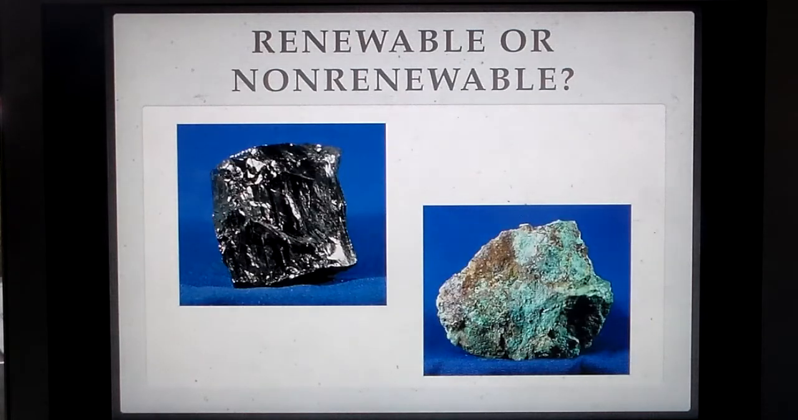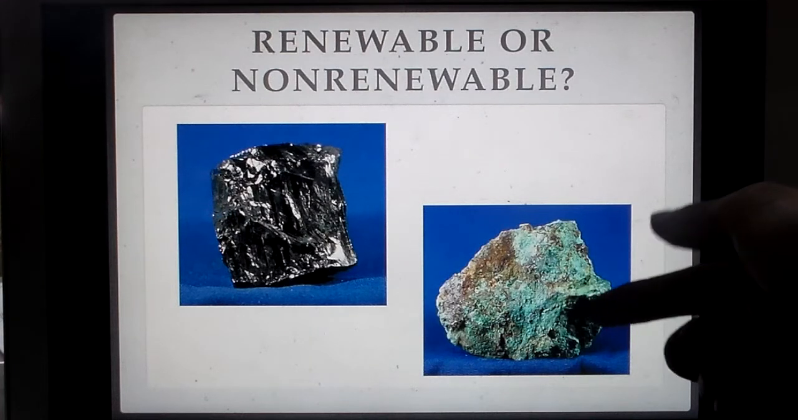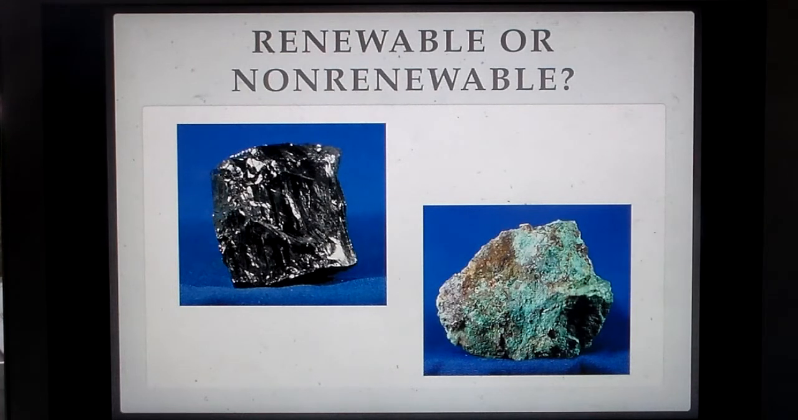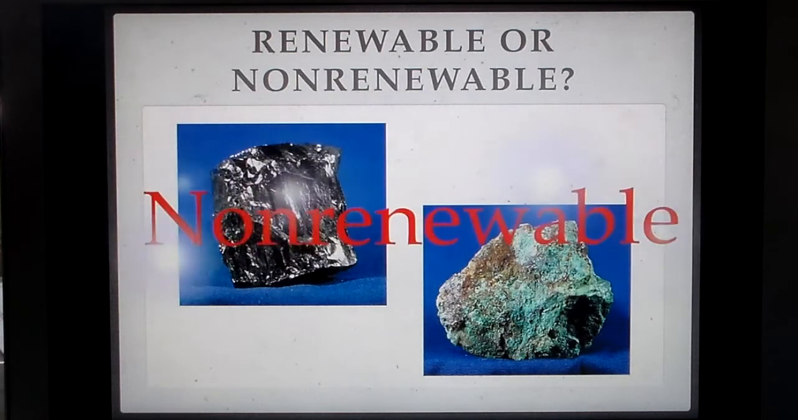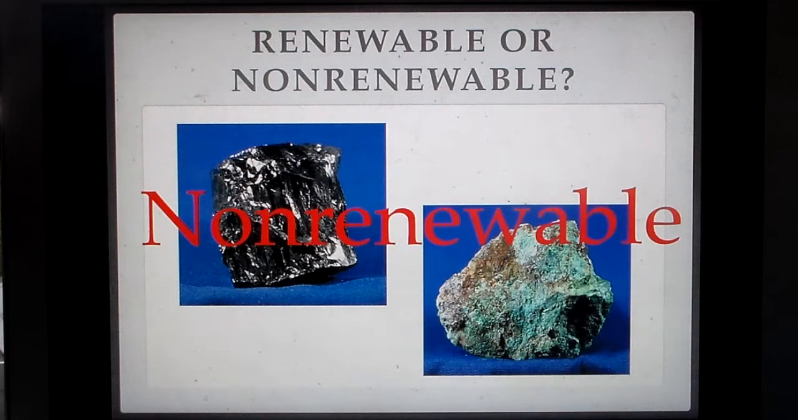Our next one is we've got some rocks and minerals here. So the one here, this is coal. That's a sedimentary rock. And this is a mineral that's called malachite. And that yellowish brown in the malachite is copper. So are these two rocks and minerals renewable or non-renewable? They are going to take a really long time to make more of, so these are both non-renewable.